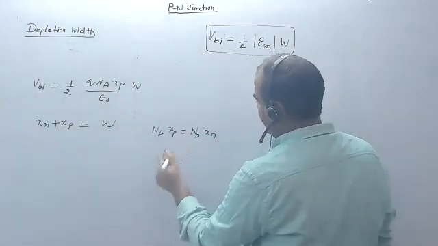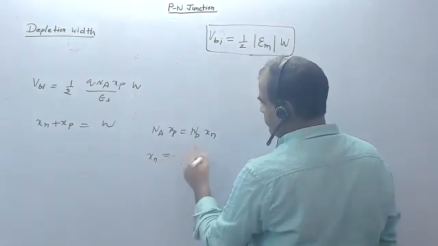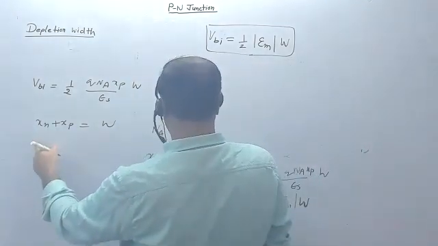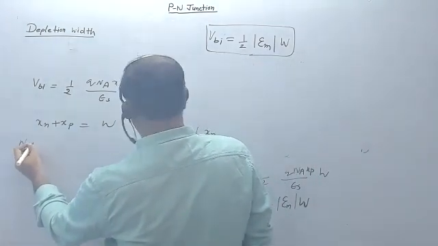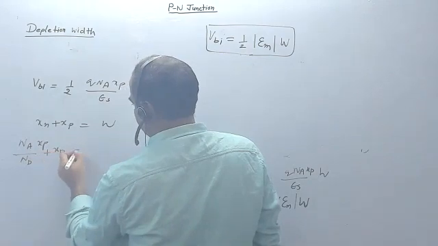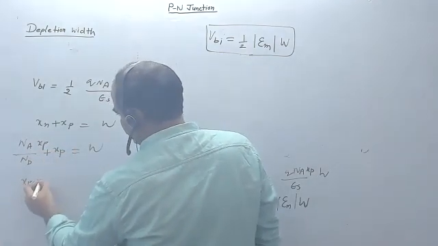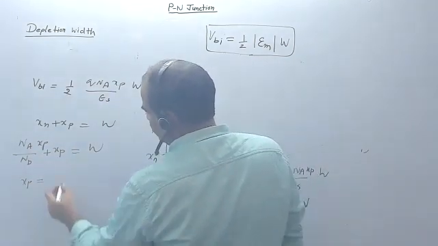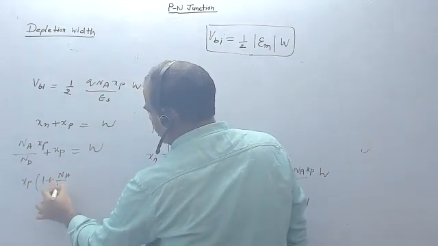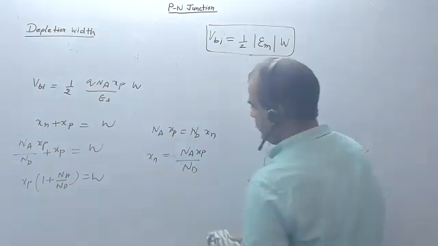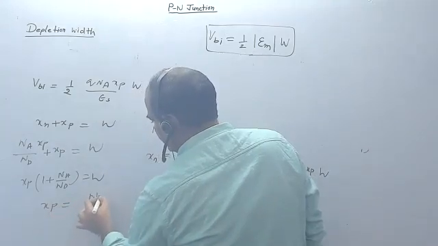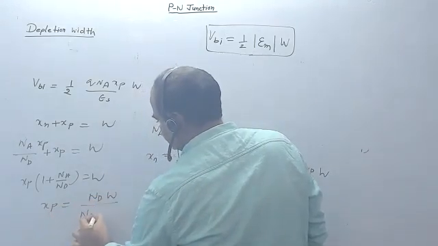From here I can write my xn is equal to na xp upon nd, and this value I can put here. This will give me na xp by nd plus xp equal to W, and xp will be W upon 1 plus na upon nd. So xp will be equal to nd W upon na plus nd.